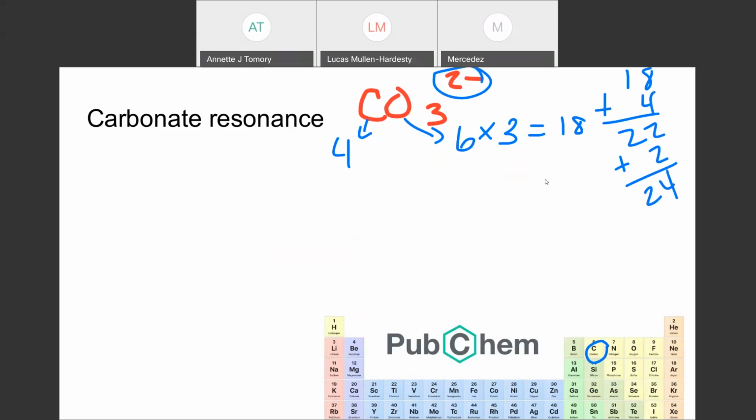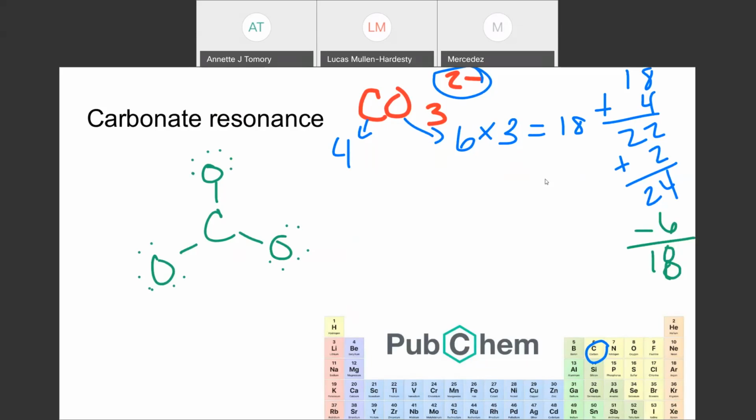All right. So from here, we have carbon in the middle, and then we have the oxygens around it. We're going to bond those together. How many electrons have I spent so far? 6. So 24 minus 6 is 18. Okay, so 1, 2, 3, 4, 5, 6, 7, 8, 9, 10, 11, 12, 13, 14, 15, 16, 17, 18.